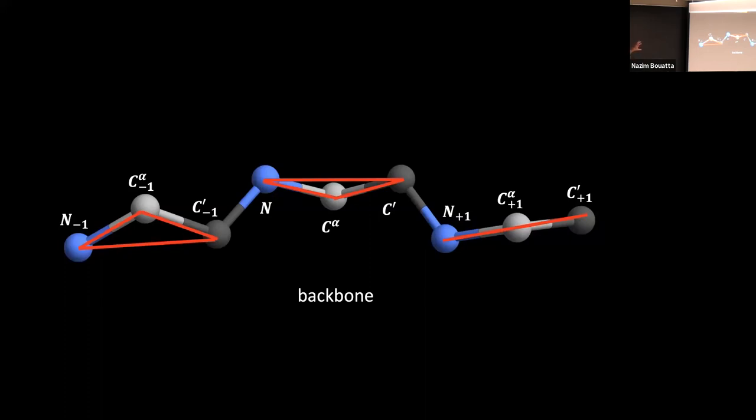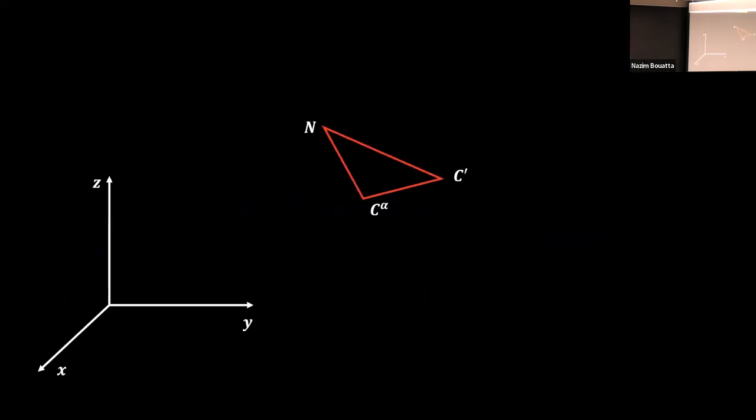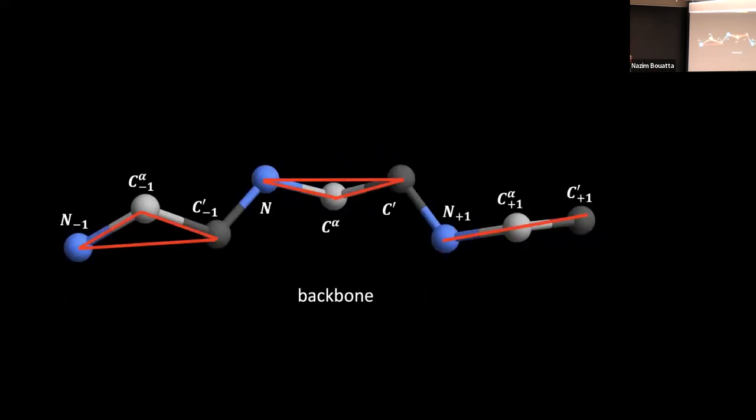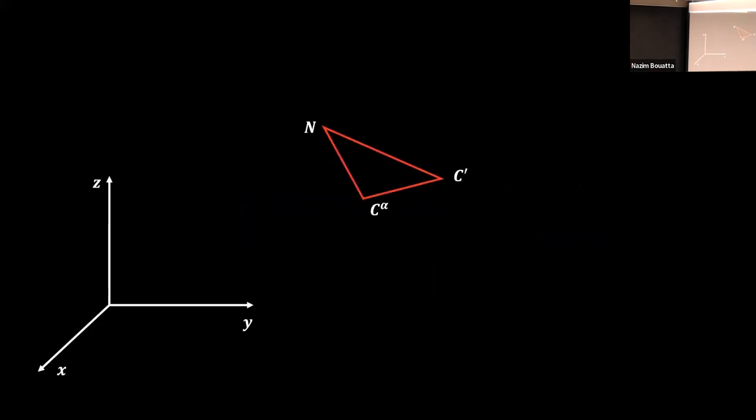We would like to learn the position and the orientation of those triangles in Euclidean space, and this could be enough to fold the protein, or at least the backbone. But first, geometrically, how do we think about those triangles? Imagine we pick a triangle in Euclidean space with respect to a global reference frame. We will first center our attention around C alpha, because it's the anchor atom. This is where the side chain starts. So we will describe the position of C alpha using a position vector, or you can think of it as a translation from the origin to C alpha.